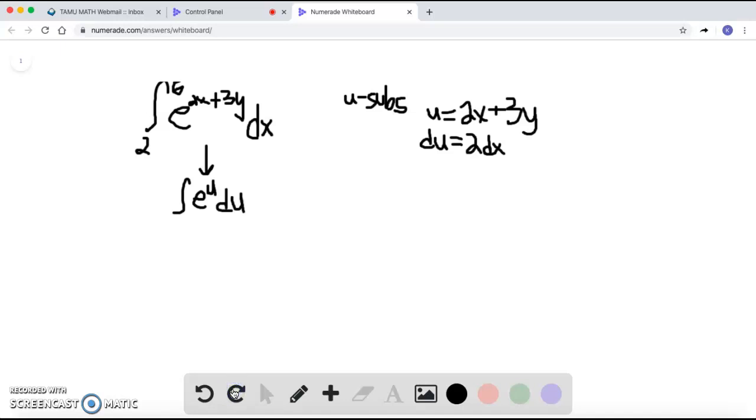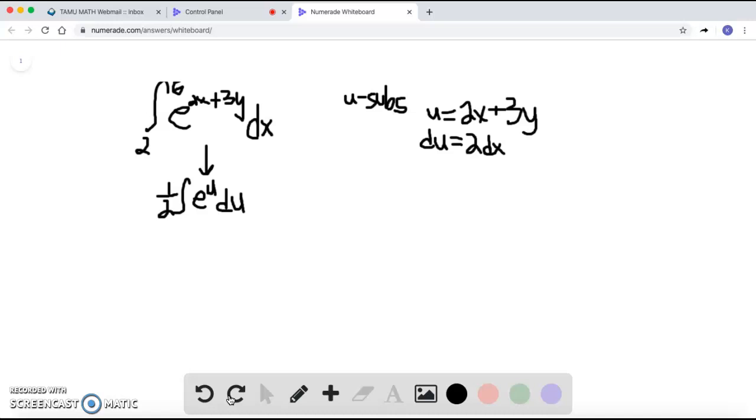And don't forget about this 2 over here. We have to make a 1/2, and I'm going to bring this in the front. So since it's a constant, we can take it out, and it can be 1/2 times this integral of e to the u du. So now we know how to integrate this, because the integral of e to the u is just e to the u.